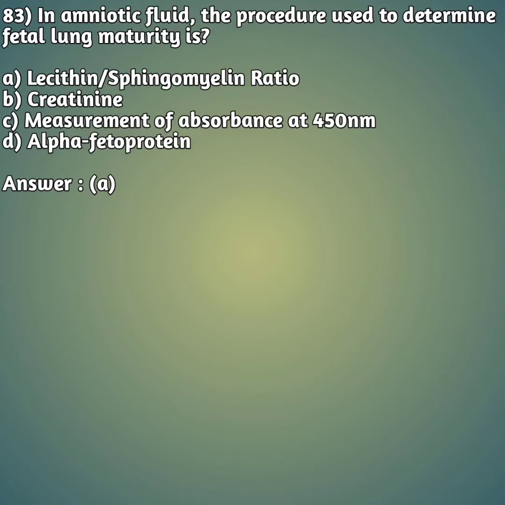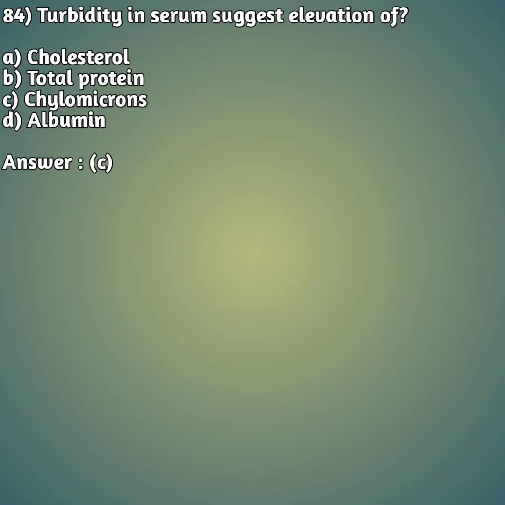In amniotic fluid, the procedure used to determine fetal lung maturity is option A lecithin and sphingomyelin ratio, option B creatinine, option C measurement of absorbance at 450 nanometers, option D alpha-fetoprotein. So the right answer is option A, the lecithin and sphingomyelin ratio is the procedure used to determine the fetal lung maturity.